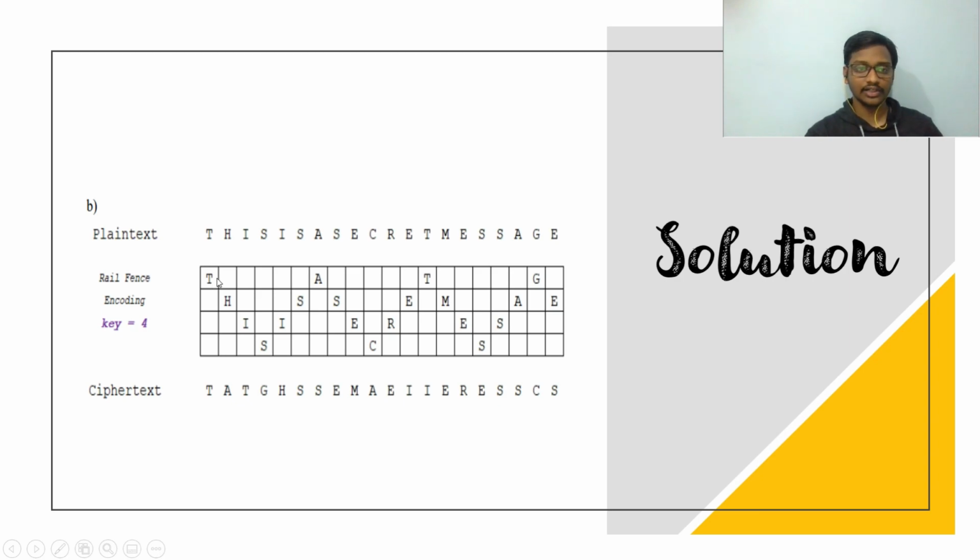When we go to the first row, TATG, this is the final ciphertext for the plain text. We converted it using the encryption process. This is the rail-fence cipher technique. Here we converted the plain text into the ciphertext by using the key and using the diagonal process.